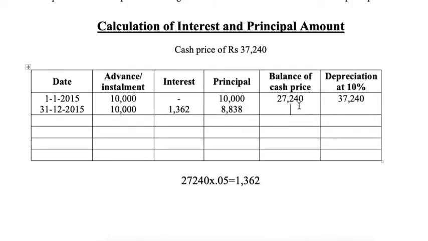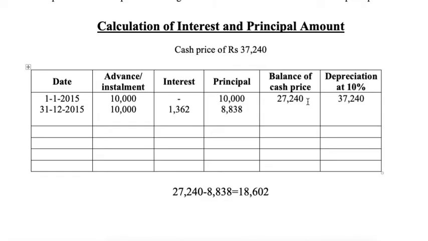And here the balance of cash would be how much? It would be 27,240 minus 8,638. So the balance amount will be 27,240 minus 8,638. If we deduct it, we are going to get 18,602 rupees, right? So we are going to write down the same here, 18,602 rupees. So this is our balance amount.